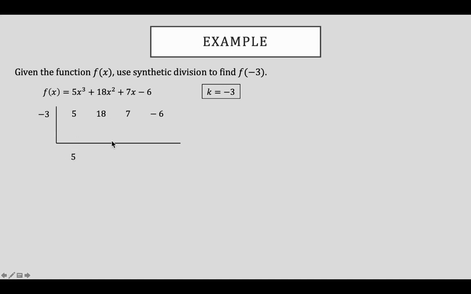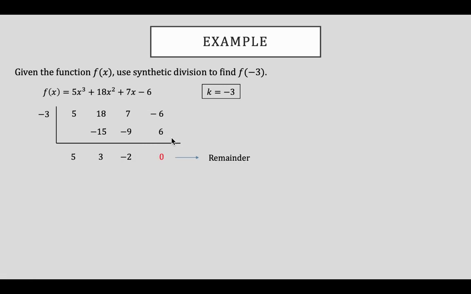5 times a negative 3 gives me negative 15. Adding vertically gives me a positive 3. 3 times a negative 3 gives me a negative 9. Adding vertically gives me negative 2. Negative 2 times a negative 3 gives me a positive 6. And adding vertically gives me 0.